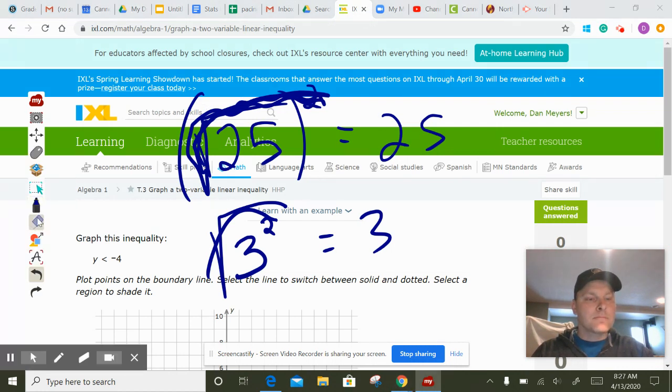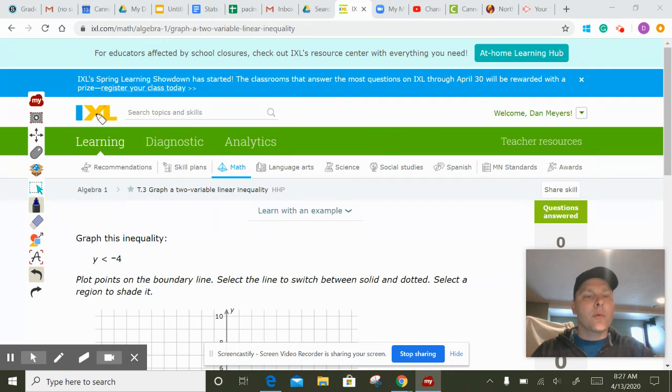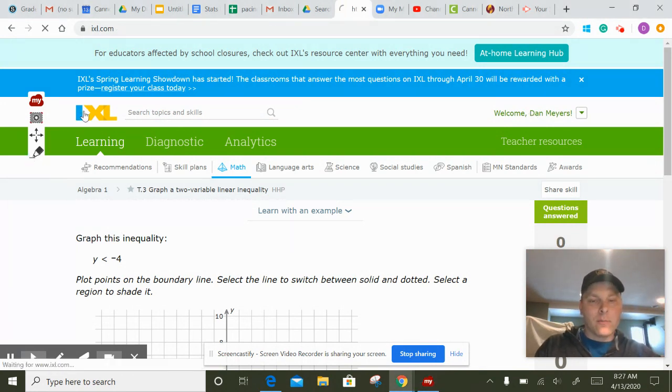Let's clear this out. And remember, when you guys go to IXL, make sure you're logged in with your correct login. If you don't log in, it doesn't save your work. So hopefully we know that by now.